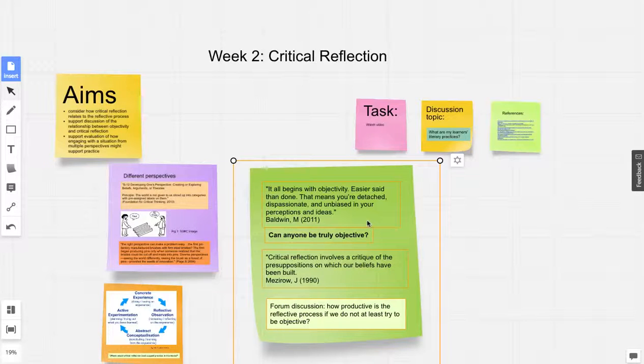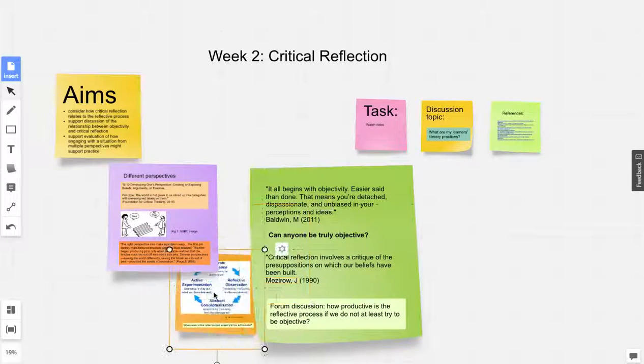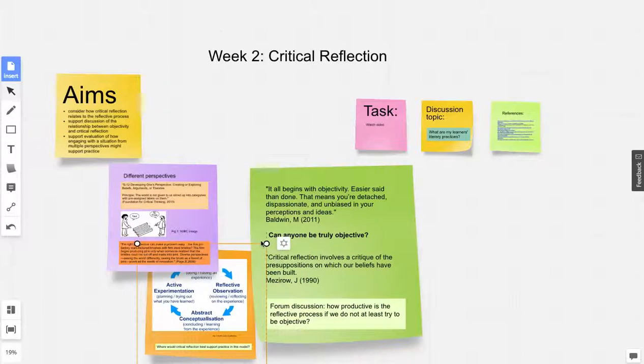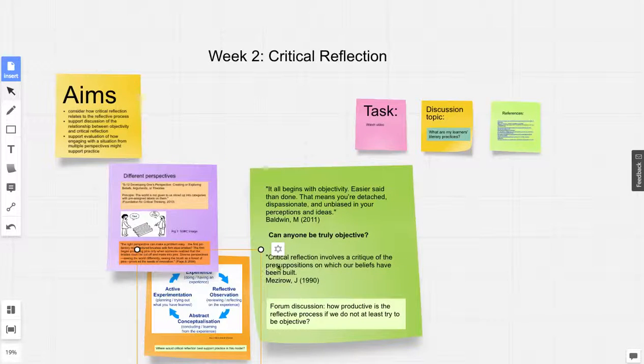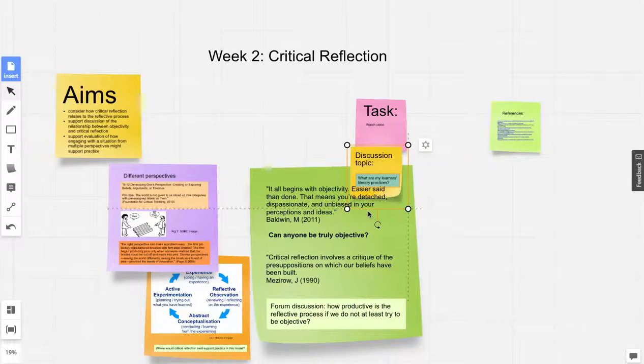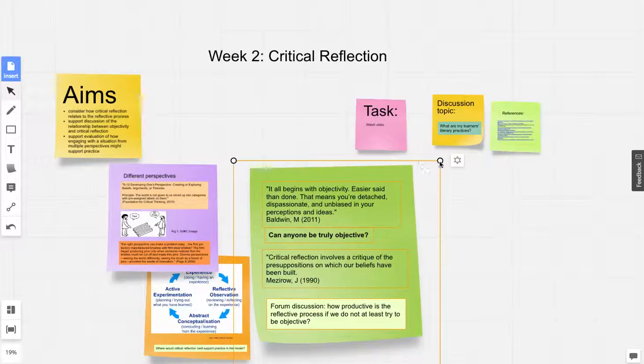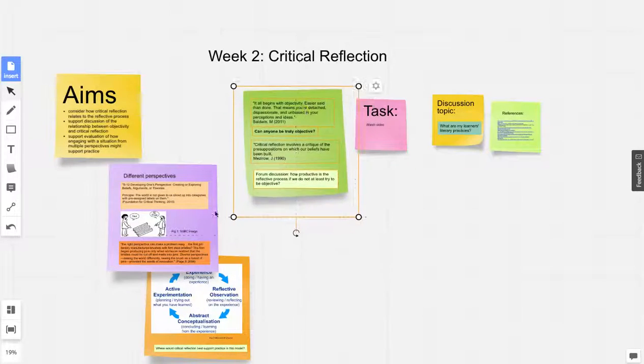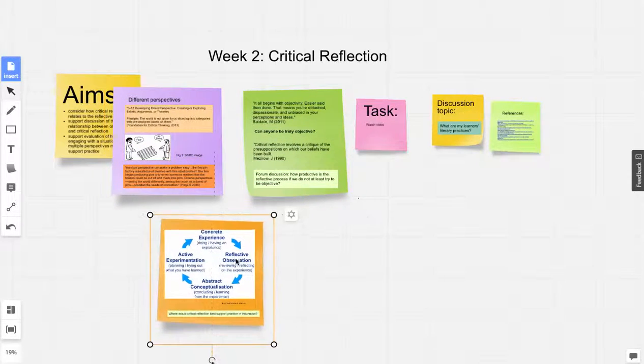My topic for forum discussion this week is going to be, how productive do you think this reflective process can be if we do not at least try to be objective? Can we actually start to engage fully in that cycle of reflection? So hopefully we'll get some interesting discussion going on the forum when it comes to this. How productive can the reflective process be if we don't try to be objective?